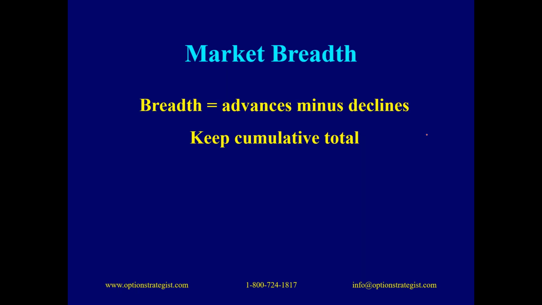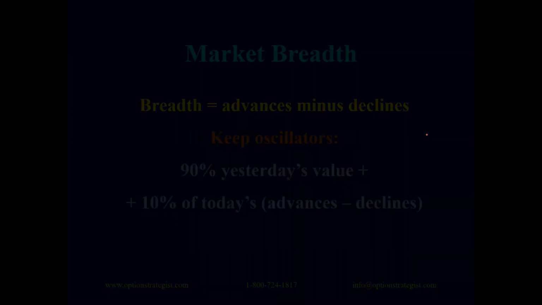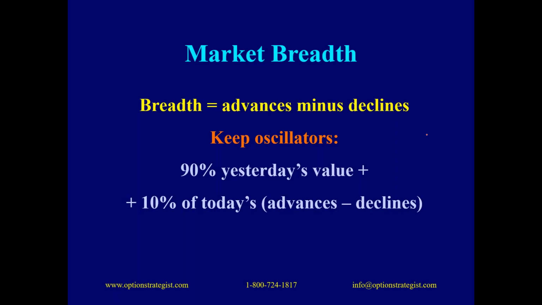Sometimes you'll have the S&P breaking out to new highs, and the cumulative total of the advances minus declines is lagging behind. That was a very good key to market tops in like 2000 and 2007. Recently, though, it's been keeping pace on the upside with the S&P, so it's not been a negative indicator recently. We also calculate an oscillator, and the oscillator daily is calculated this way: it's 90% of yesterday's oscillator value plus 10% of the difference between today's advances minus declines.